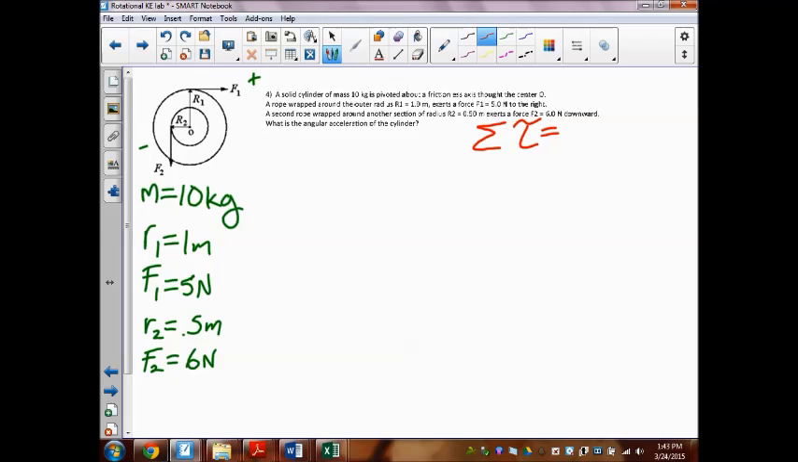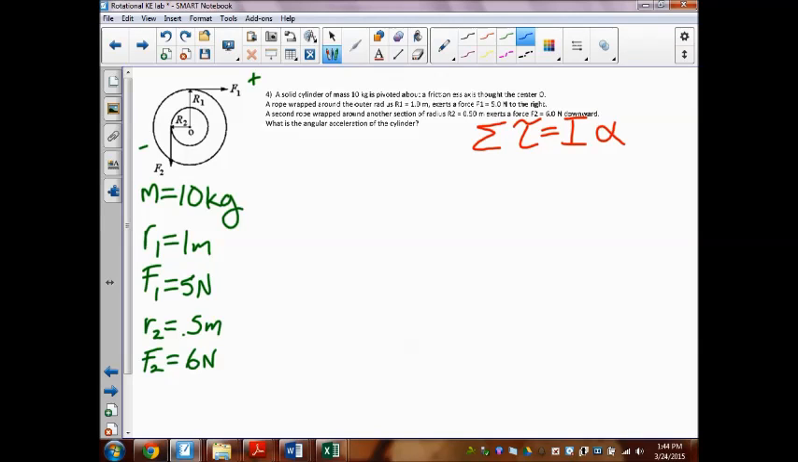So the first thing that I need to do is figure out what my net torque is. Just like if I were finding net force, I need to find net torque because I can't figure out my angular acceleration unless I know net torque, because net torque is equal to I times alpha. So step 1, I'm going to solve for net torque.